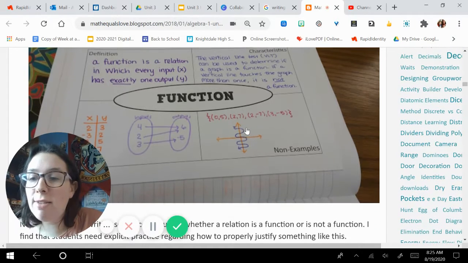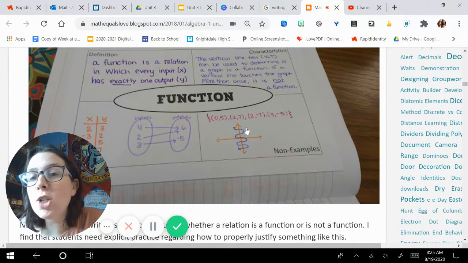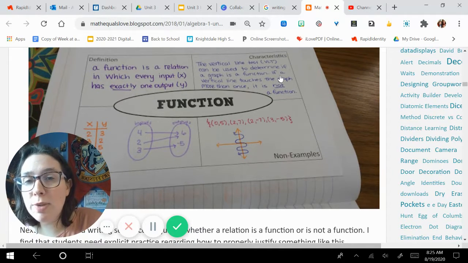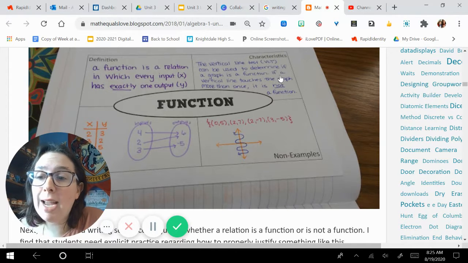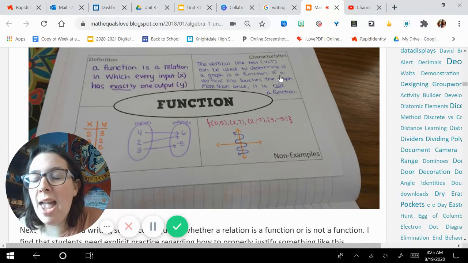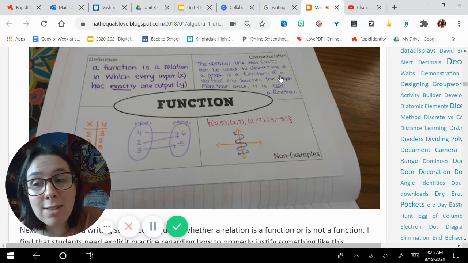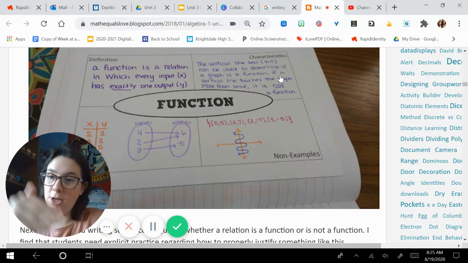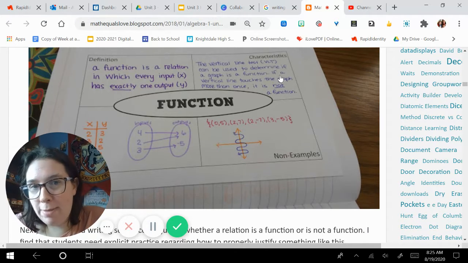Okay, so I just want to go over what the definition of a function is. A function is a relation in which every input, x, has exactly one output, y. So essentially that means none of the x's can repeat. Some characteristics that you can be aware of is the vertical line test. Many of you have heard about that, and it can be used to determine if a graph is a function, because if the vertical line touches the graph more than once, that means one of the x's is repeating because they're on top of each other. That means your graph is not a function.